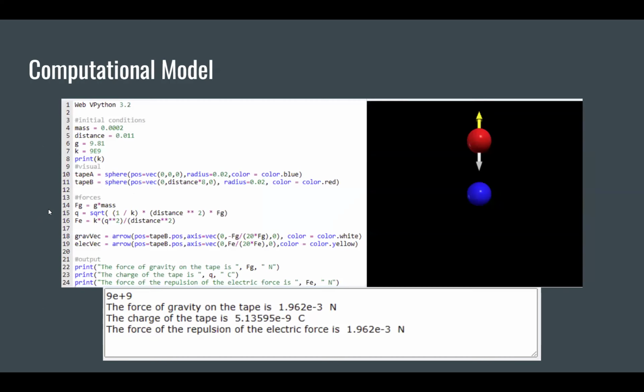Measuring it against our computational model, it is practically the exact same. The charge is simply a little bit more exact, but is still about 5 times 10 to the negative 9.